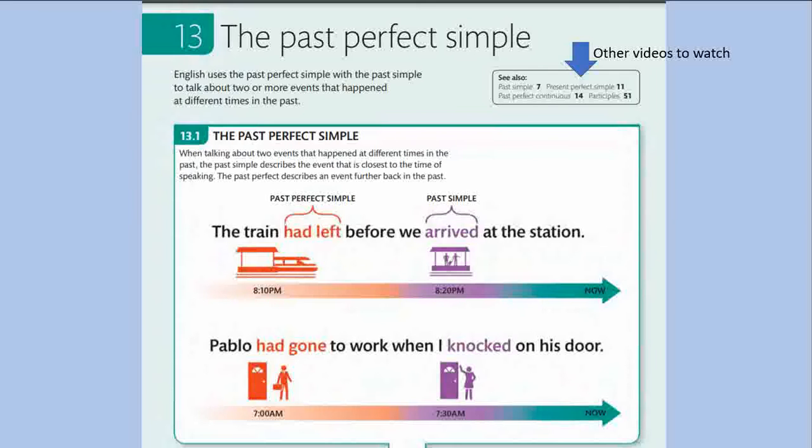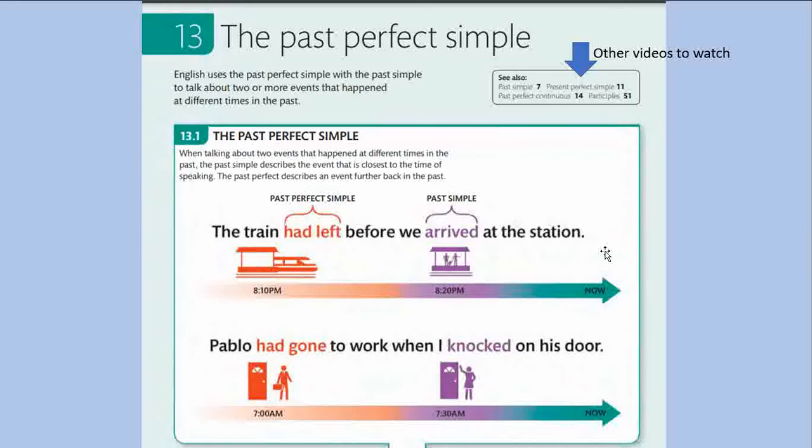The past perfect tense. Past perfect tense is used when talking about two events that have happened at different times in the past. The past simple describes the event that is closest on the timeline when speaking, and the past perfect describes the event further back in the past.